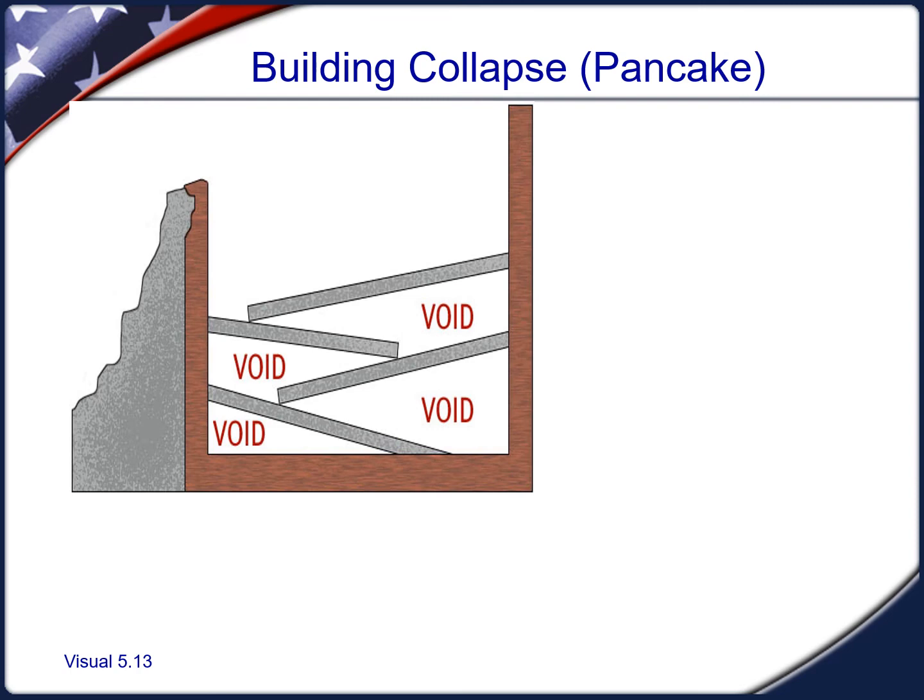So the next couple of slides are going to show you different types of building collapses. And this one here shows a pancake collapse. In the pancake collapse, you can see where it says void on the screen. Those are places that you'd want to search to see if you have anybody inside there, because obviously those voids are where you're going to be able to find people that are trapped.